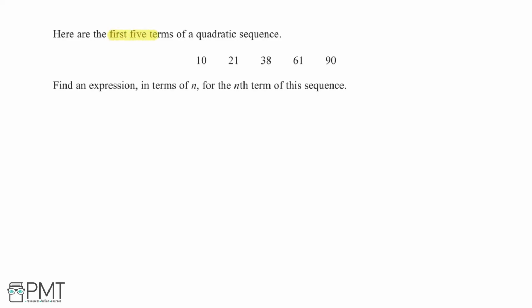We have been given the first 5 terms of a quadratic sequence, and we have been asked to find an expression in terms of n for the nth term of the sequence. This question is worth 3 marks. So what we're going to do is first find the primary difference. 10 to 21 is 11. 21 to 38 is 17. 38 to 61 is 23. And 61 to 90 is going to be 39.